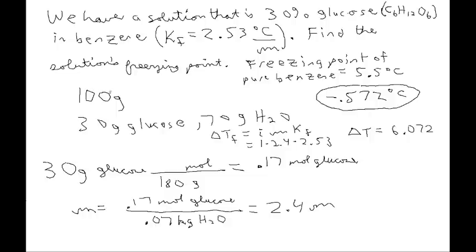So in this problem, you assumed 100 grams. 100 grams of what? Total mass. Total mass for what? Of glucose and benzene. That's the solution. So one thing that's important here is we're not assuming 100 grams of solvent. We're assuming 100 grams of solution because that makes it easier to take percents. This is 30% of the total solution, not just of the solvent. So it's good to label it like this. This is 100 grams of solution.